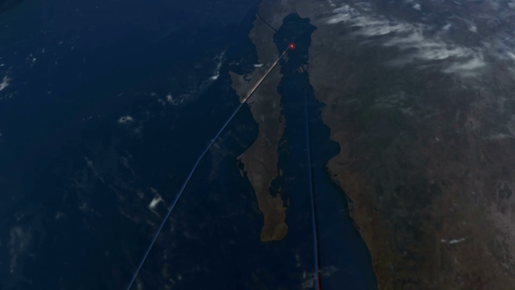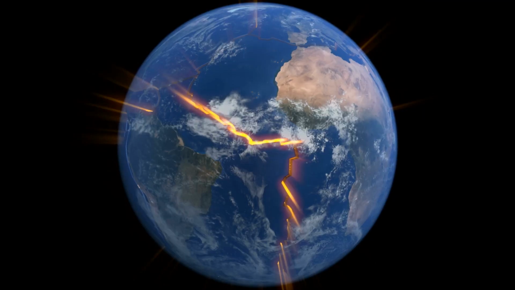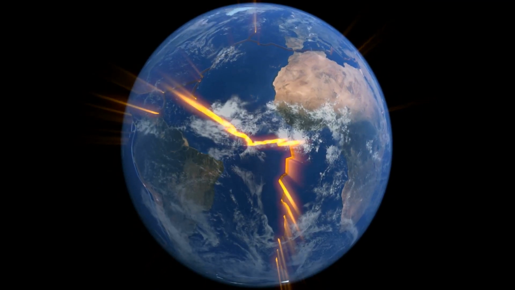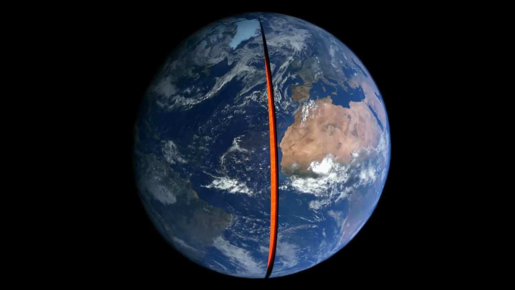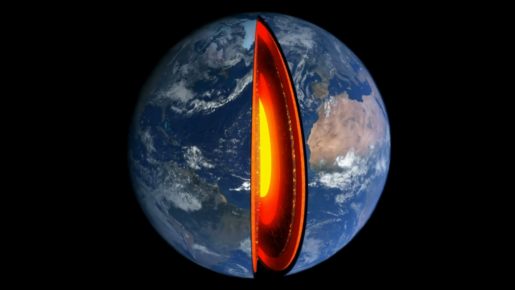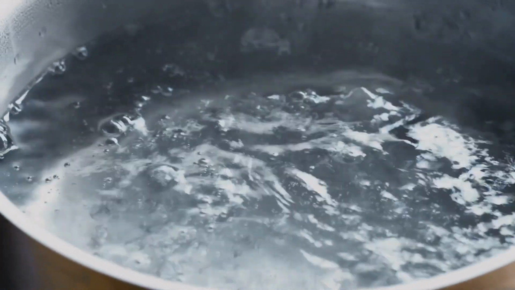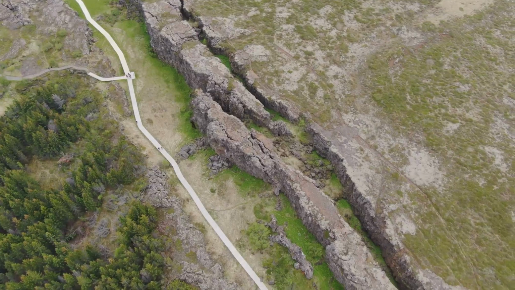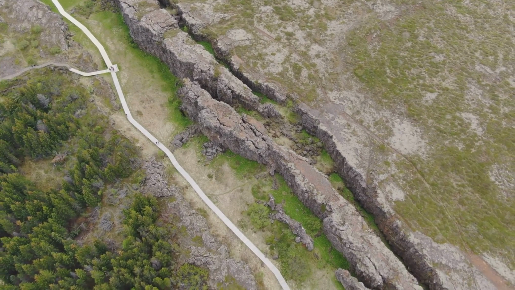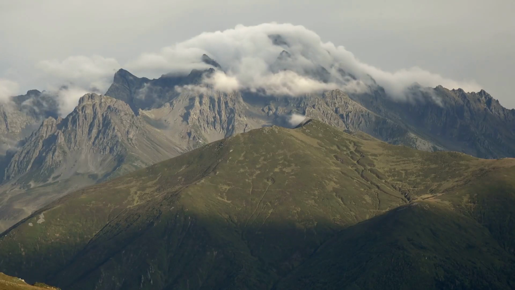That's because they once were connected. Earth's surface is split into massive tectonic plates always on the move. These plates drift because of convection currents in the mantle. Hot rock rises, cools, and sinks, dragging plates along. It's a slow process, just centimeters per year. But over millions of years it reshapes our world.